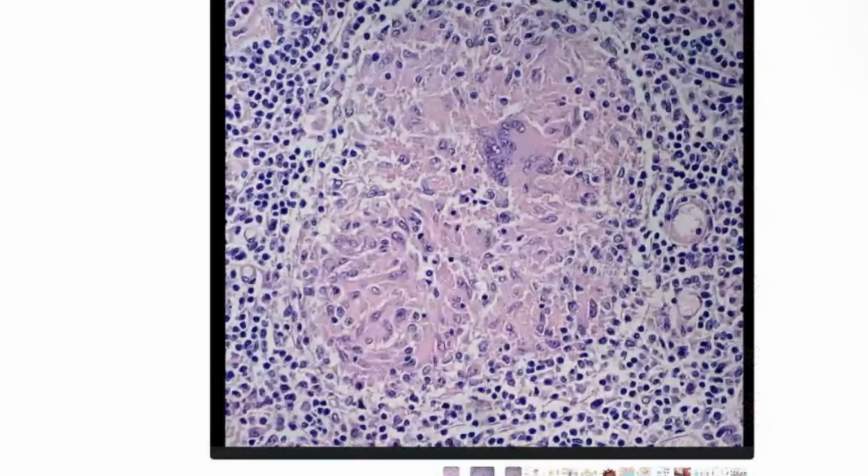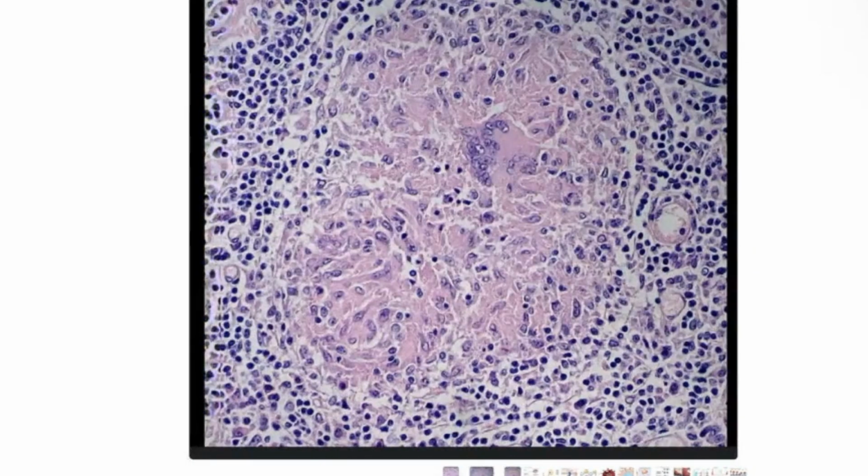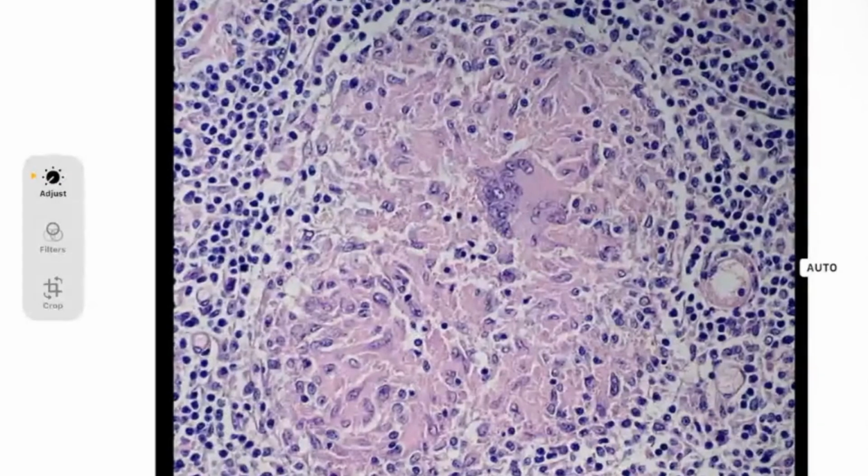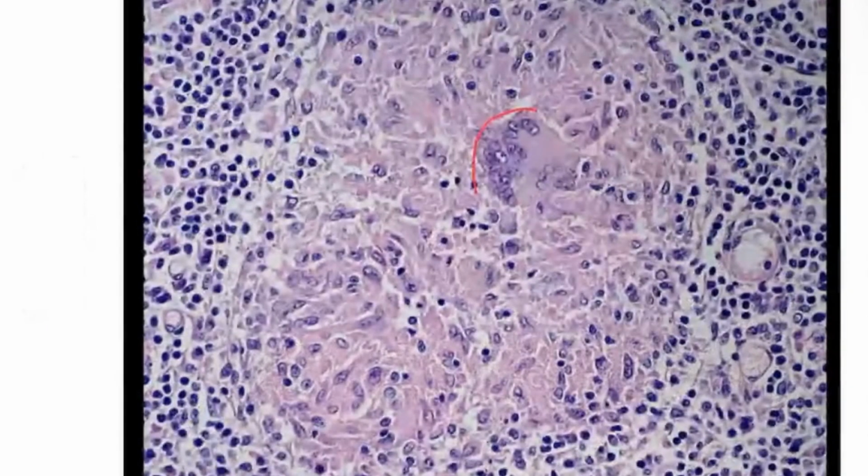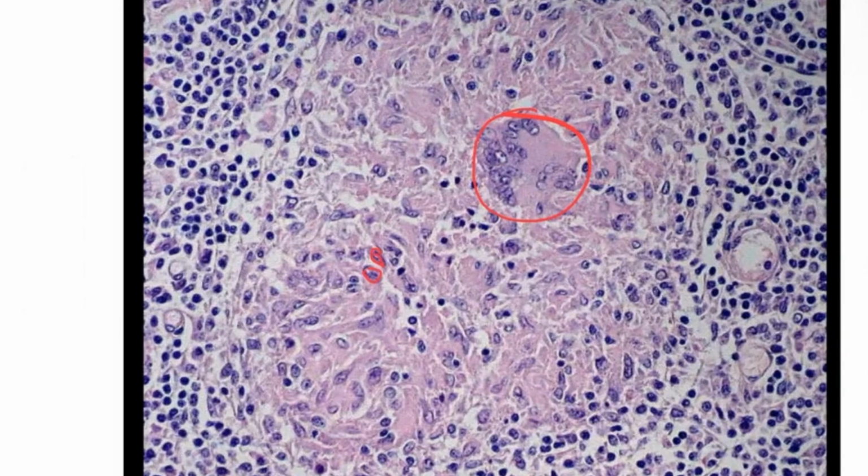So this is another granuloma here. See, there's a giant cell here. All right. There's a giant cell here. And then all of these are your macrophages, the nuclei of macrophages. These are your lymphocytes. These tiny dots are your lymphocytes. All right. Then you can see the boundary here. So this here is your lymphocyte.